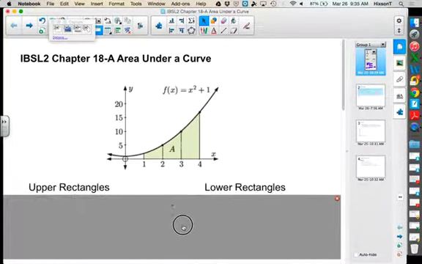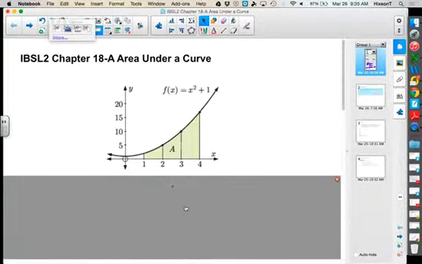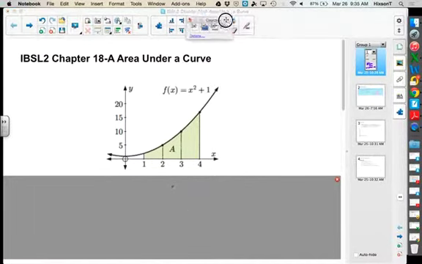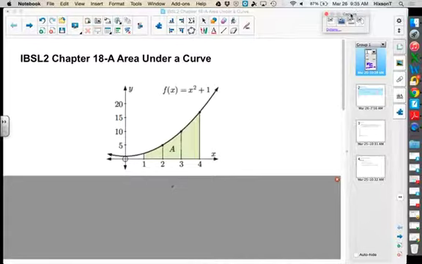All right, so we're going to look at area under a curve, and we're introducing the concept of integrals. Now, the problem that we have, and this is one of the things that is kind of behind the development of calculus in the first place, is trying to find this area under a curve.